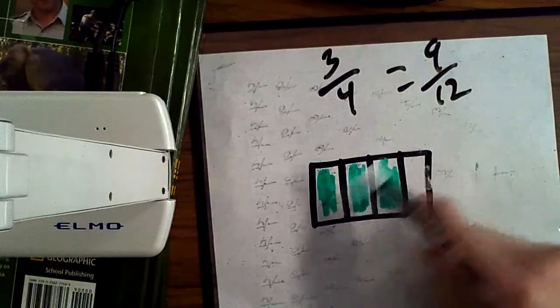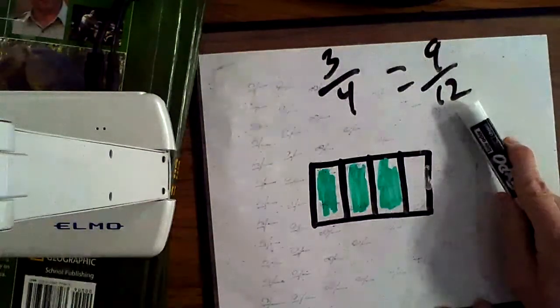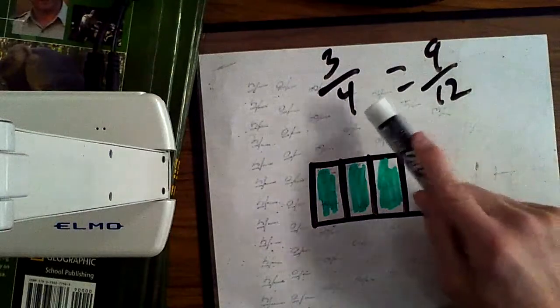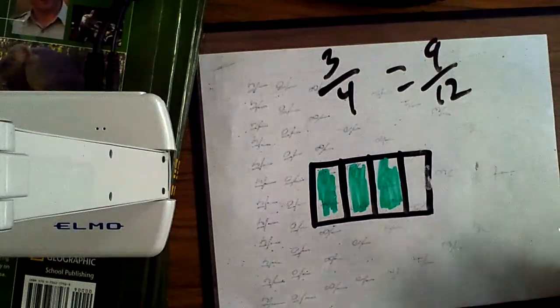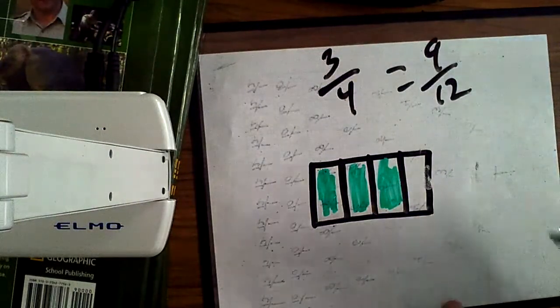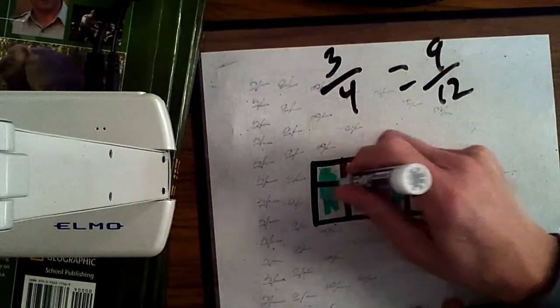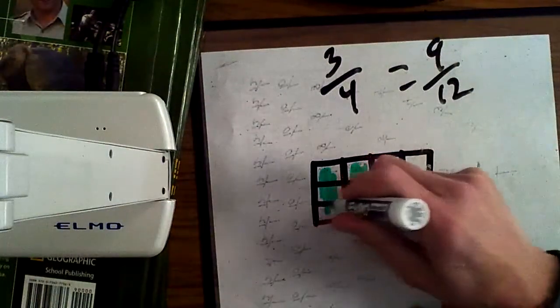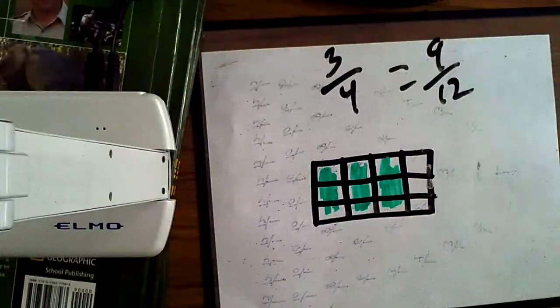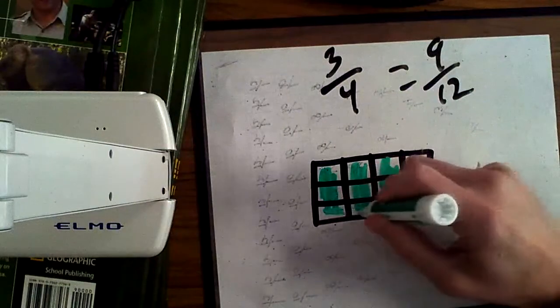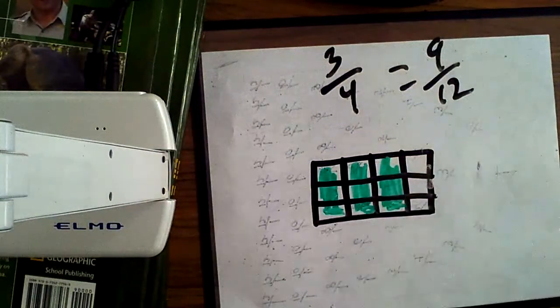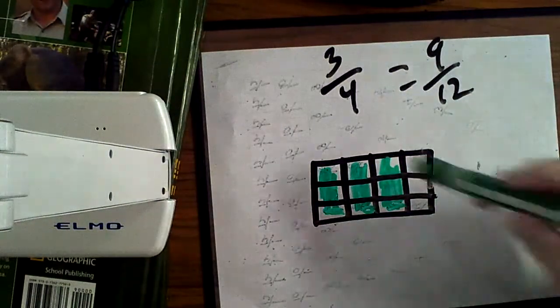We want to change this now so that there's 12 parts and 9 of them colored in. Well, to get from 4 to 12, I'm going to need to multiply these by 3, right? So if I just make these 2 lines, now I can see that I've got 12 parts and 9 of them colored in.